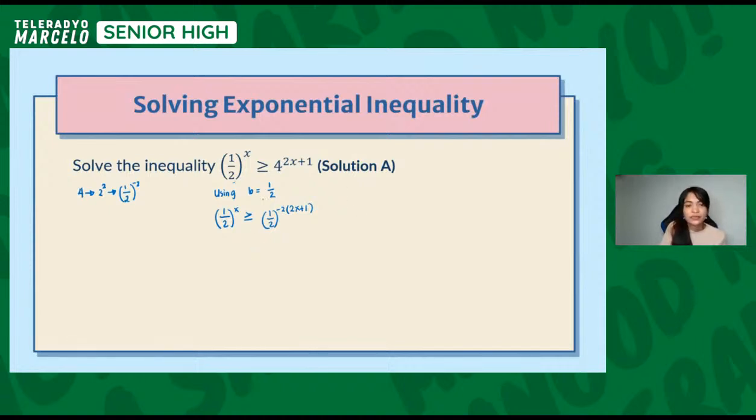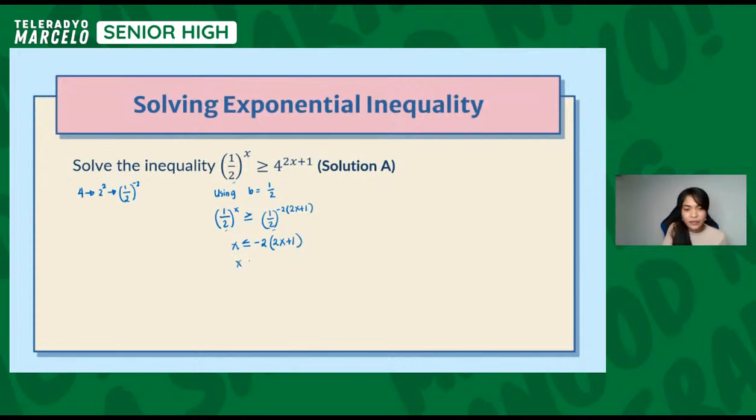So, now, meron na tayong similar bases. And we can now assess whether it falls on case 1 and case 2. So we have here 1/2, and we know that 1/2 is between the values 0 and 1, meaning to say we have to change the direction of our inequality symbol. So if we rewrite our exponents, this will be x is less than or equal to, pinalitan natin yung direction dahil between 0 and 1 yung value na to. So copy yung exponents on the other side. We have there negative 2 times 2x plus 1.